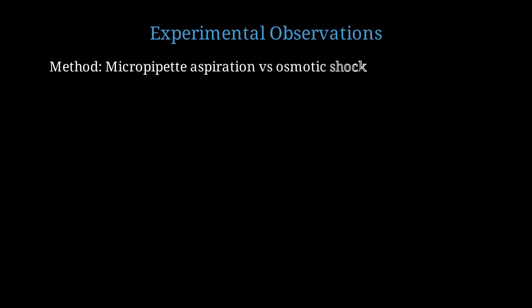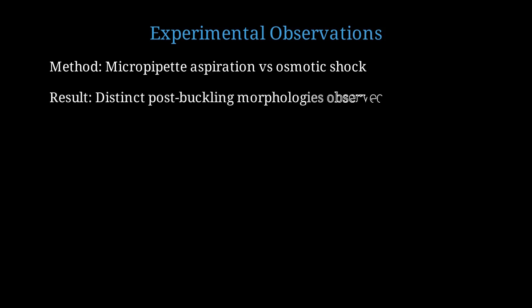Researchers have directly compared mechanical and osmotic buckling of identical capsules. One method uses micropipette aspiration to apply mechanical pressure. The other uses osmotic shock by changing external solute concentration. The results are striking. The same capsule buckles into distinctly different shapes depending on the loading method, even at the same pressure.